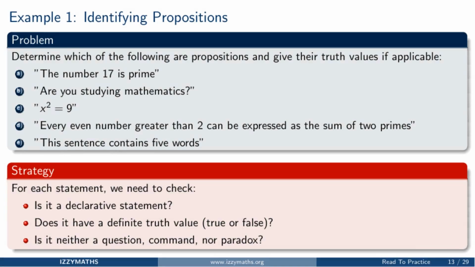Let's work through our first comprehensive example to practice identifying propositions. We need to determine which of these statements are propositions and give their truth values if applicable. A. The number 17 is prime. B. Are you studying mathematics? C. x squared equals 9. D. Every even number greater than 2 can be expressed as the sum of two primes. And E. This sentence contains 5 words. Our strategy is systematic. For each statement, we'll check if it's a declarative statement, if it has a definite truth value, and if it's neither a question, command, nor paradox.